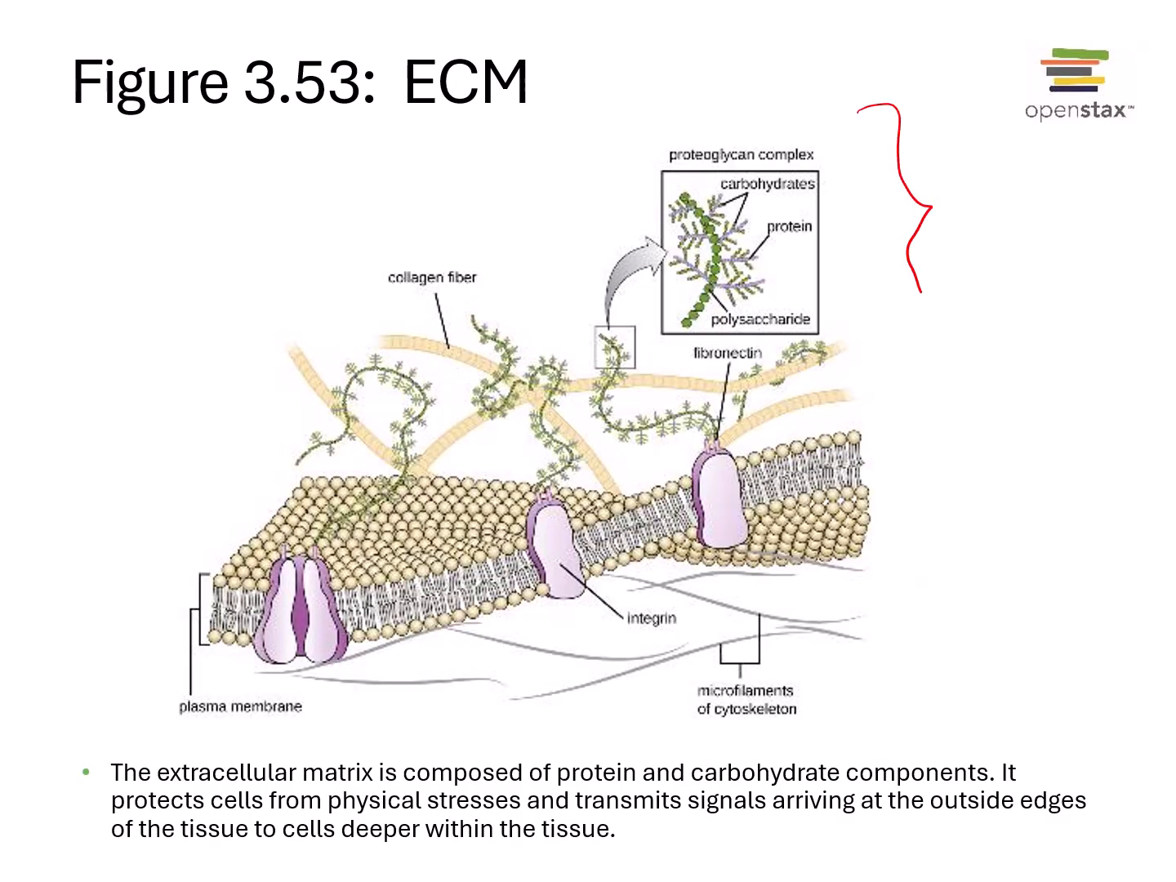Here we have the extracellular matrix that can protect the cell from physical stress. It can also transmit signals through changing shape into the cytoplasm, so into the cell.